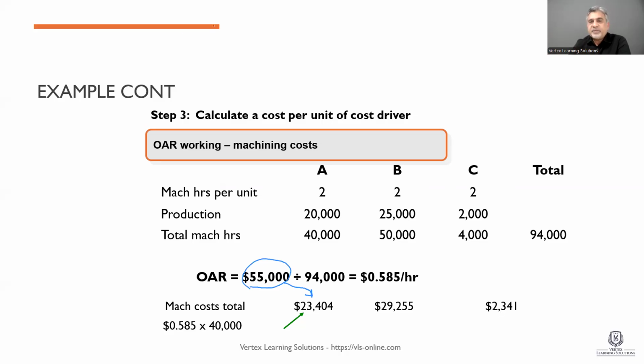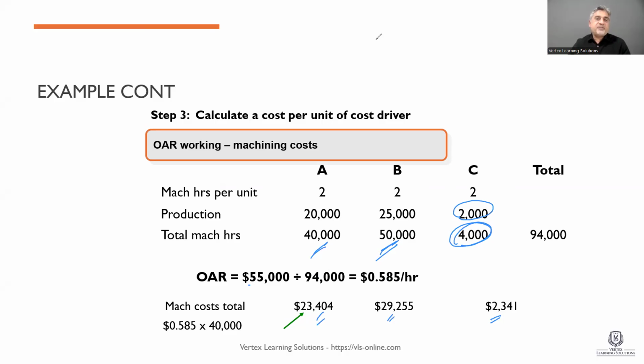So if you see, your machining overhead total of $55,000 is divided between these 3 products in this proportion. 23,000 to A, 29,000 to B, and only 2,000 to C. C has taken very little, only 2,300 out of 55,000, because production was very little, only 2,000 units you made. They consumed a total of 4,000 hours. Those who used more machine hours, we give them more overhead.